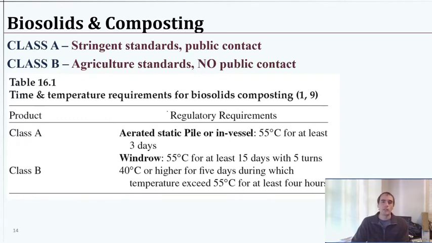So there's a couple ways we regulate in terms of the parameters we have to achieve to result in class A or class B biosolids. Class A, these must be processed in what we call aerated static pile or in-vessel systems. They have to be at 55 degrees Celsius for at least 3 days. So here we have the time and the temperature. This is a lot like pasteurization. So pasteurization, we do this to milk and some other products to not quite sterilize, but to reduce pathogens to a level where there's really no inherent risk anymore. Maybe there's a few surviving cells, but not enough to make a difference.